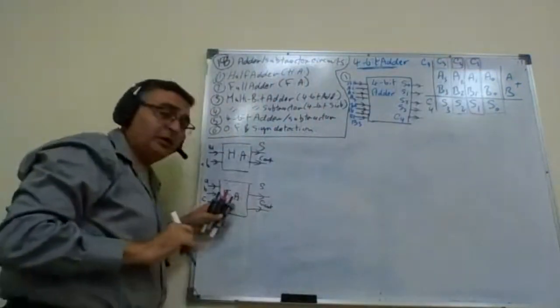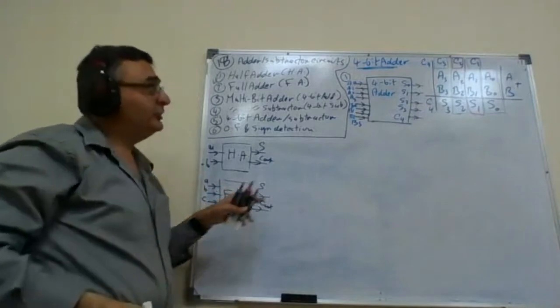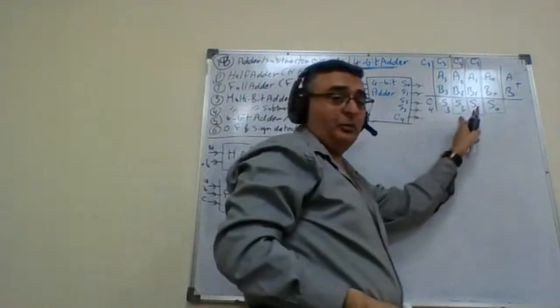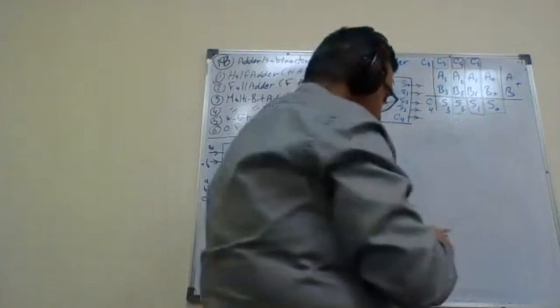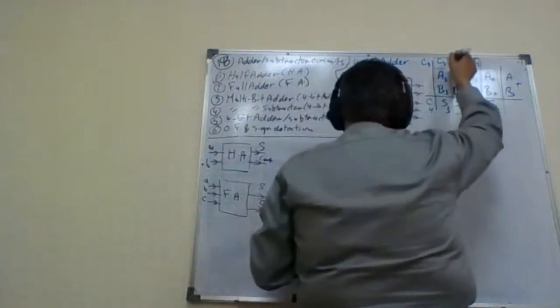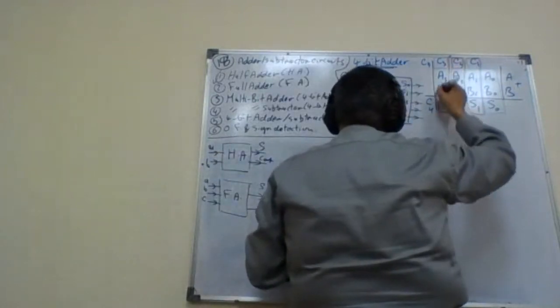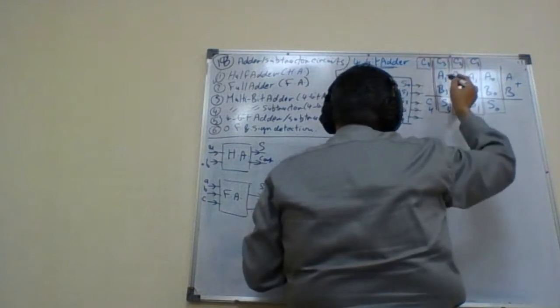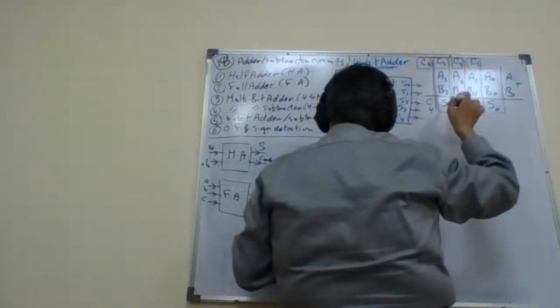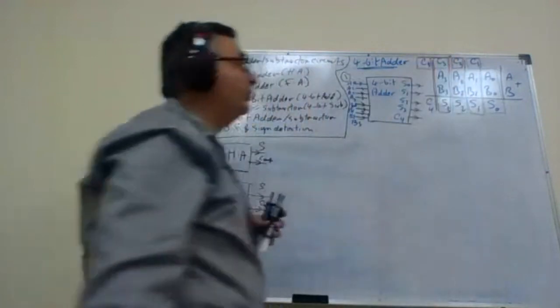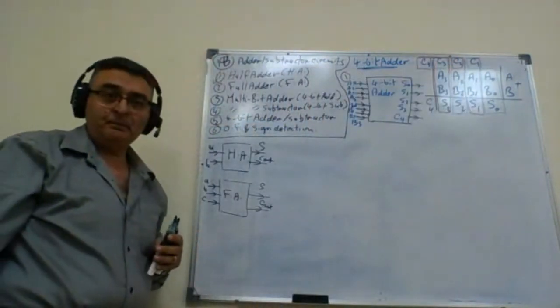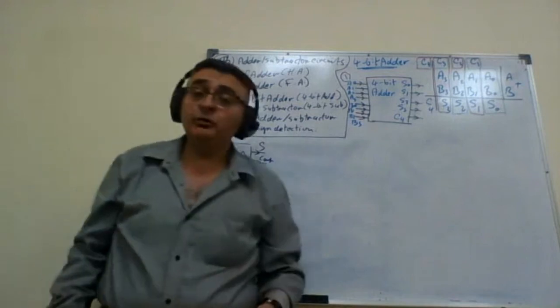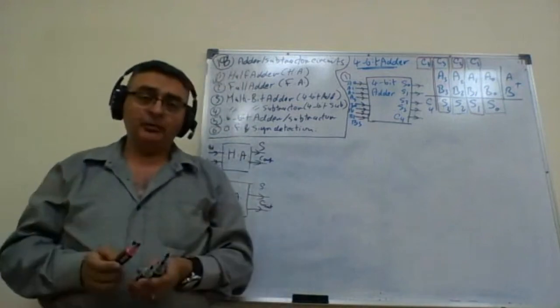Okay, so this block can be repeated to form the third operation. Then what? Again, I need this block to be repeated one more time here to add C3 to A3 and B3 and give me S3 and C4 as the output. So what we did right now, we engineered the problem.